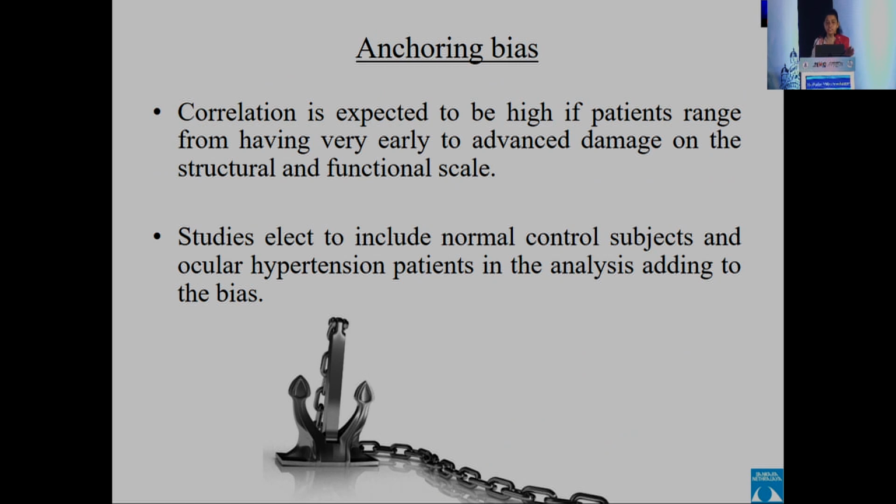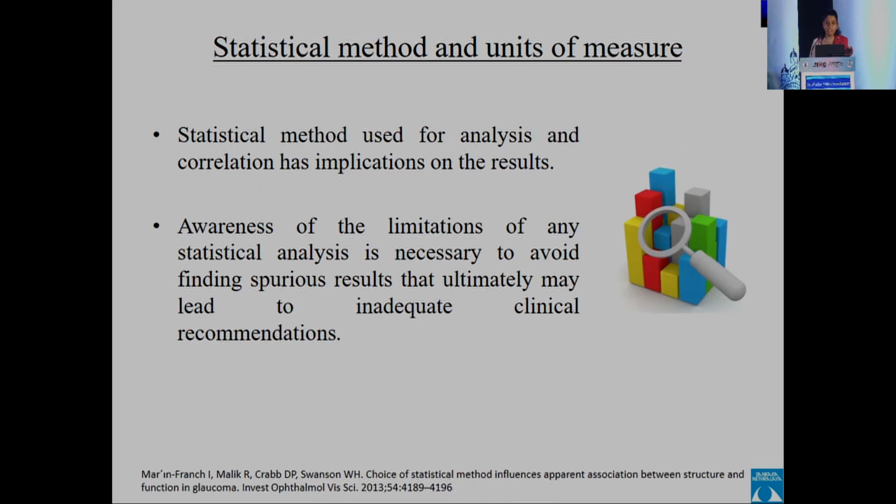There definitely exists anchoring bias in the field of glaucoma because we have a lot of data, but there is still a lot of things unknown. So studies which also elect to include normal subjects and ocular hypertension also add to the anchoring bias. Statistical methods, again, whichever method we are using has its advantages and disadvantages, and that can add to the structure function correlation and non-correlation.